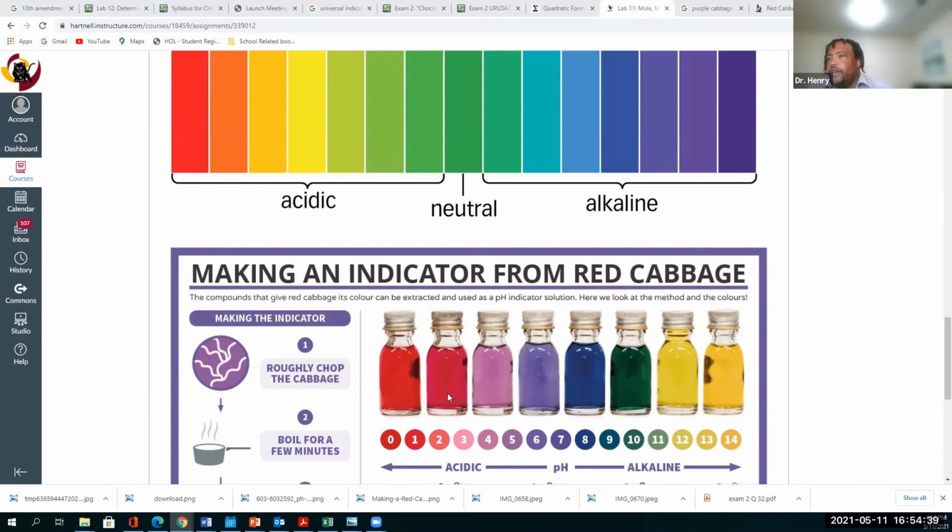And then you're going to take 1 ml after you mix it. You're going to take 1 ml, and then you're going to add it to your Kool-Aid. Yep. And then you're going to record the color. And then you're going to take 1 ml and add it to vinegar, and you're going to record the color. And you're going to take 1 ml and add it to baking soda, and you're going to record the color. Okay.